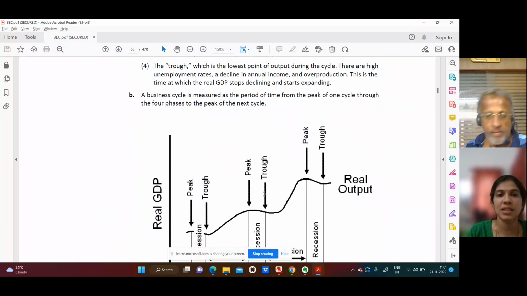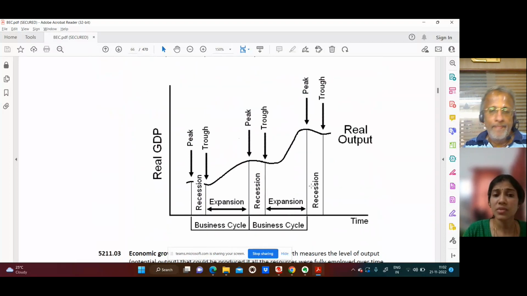So this is a full phase of the business cycle. It's measured as the period of time from the peak of one cycle through the four phases to the peak of the next cycle. So what is a business cycle covering? It is covering the entire journey. It is not a particular point. It is the journey of every economy going through these phases, right? It is not one single starting point and a destination. It is a journey which we are trying to understand through this business cycle, right?